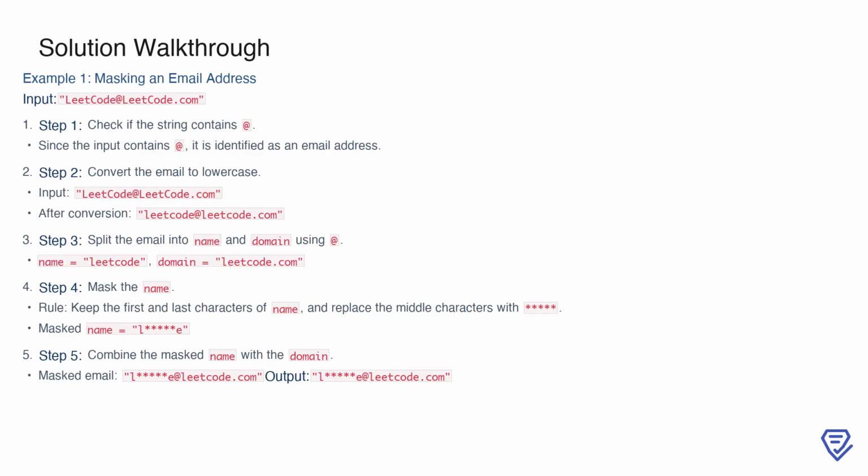Now, we need to mask the name by keeping only the first and last characters visible while replacing the middle characters with asterisks. Following this rule, the masked name becomes l*****e. Finally, we combine the masked name with the domain to produce the fully masked email address, l*****e@leetcode.com. This is the output for masking an email address.